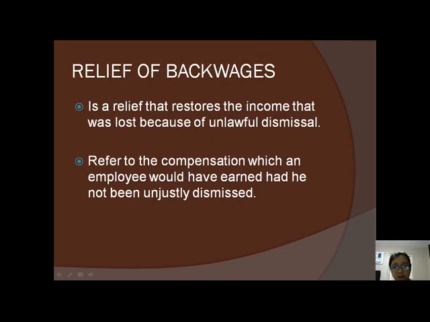Then for the relief of back wages, it is a relief that restores the income that was lost because of unlawful dismissal. This refers to the compensation which an employee would have earned had he not been unjustly dismissed. So again, with regards to back wages, it could be full, partial, or no back wages at all. So again, it would depend on the decision of the labor arbiters or the judges of NLRC. Okay, so anyway, it will be written in the decision, no, if there will be back wages or not.